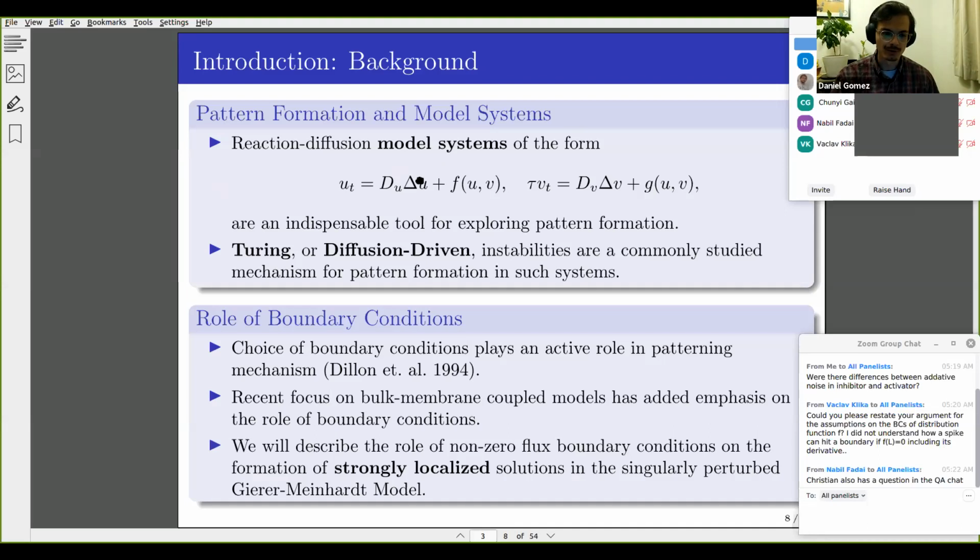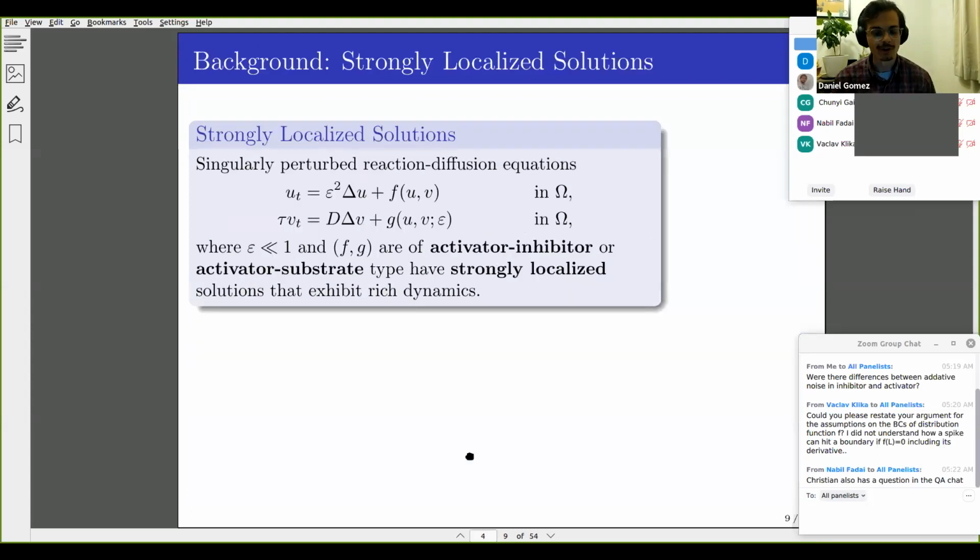In order to start exploring this, we're going to talk about the singularly perturbed Gierer-Meinhardt model, similar to what Chunyi was discussing earlier. We're going to look at the effects of introducing inhomogeneities into the boundary conditions on strongly localized solutions. Chunyi already gave us a really good overview of how one constructs strongly localized solutions.